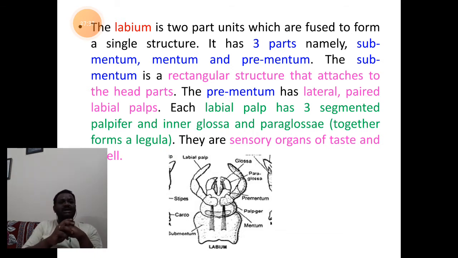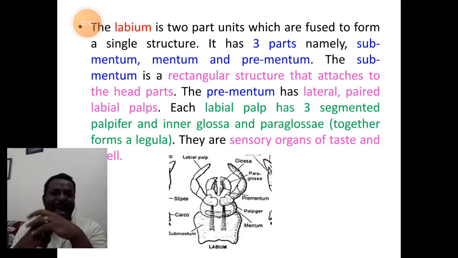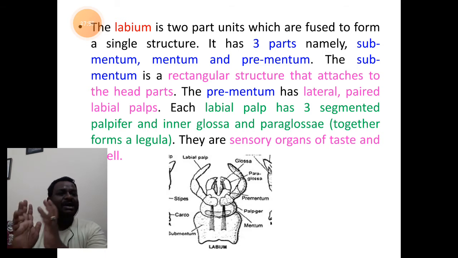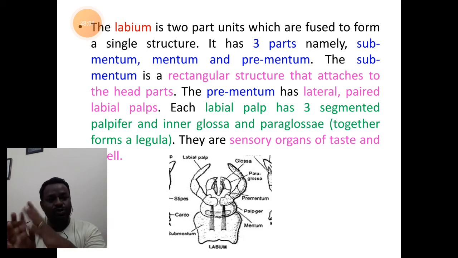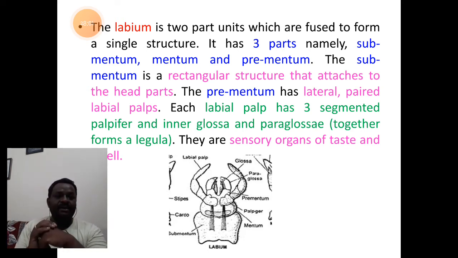It shows a lateral paired labial palpifers. If palpifer is present on the maxilla, we call it the maxillary palp. If palpifer is present on the labium, we call it the labial palps. Each labial palp is a movable structure. It is three segmented. It shows towards its inner side the structures called glossa and paraglossa.